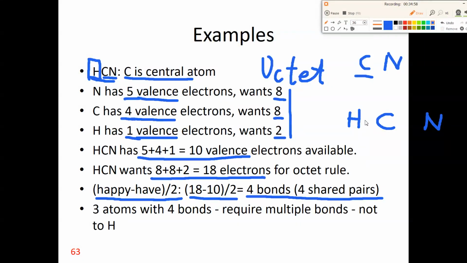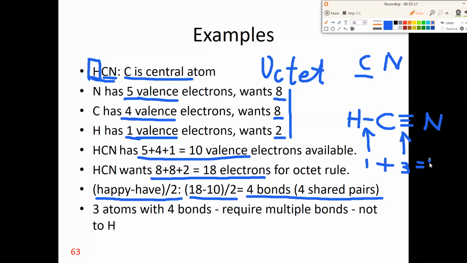So we need to put, because hydrogen can only have one bond, one bond between carbon and hydrogen. The other 3 pairs are put between carbon and nitrogen. So it's 1 here, 3 here. The total is 4 shared pairs.